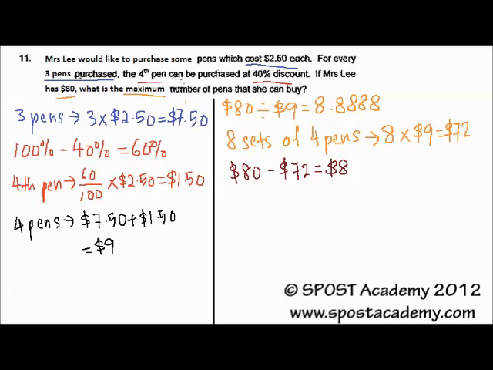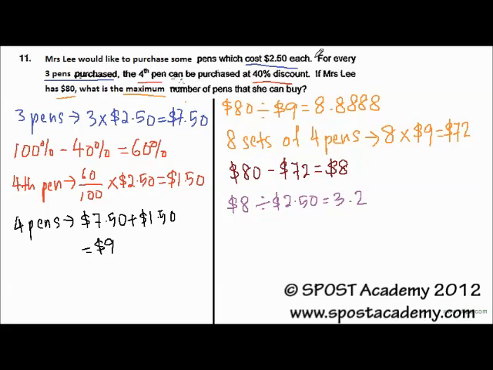Now, this $8 she cannot buy in terms of 4 pens, but she can buy individual pens at $2.50 each. So what we will do now is just to use $8 divided by $2.50, and we will get 3.2. This means that with the remaining $8, she can buy another 3 pens.